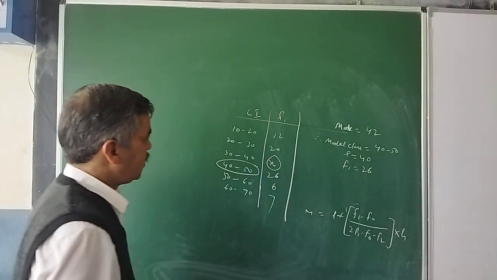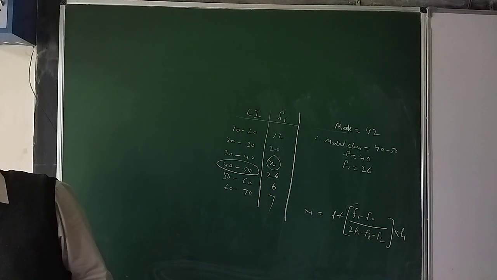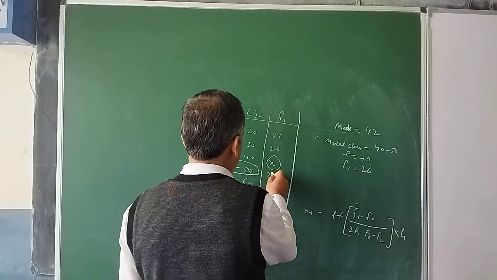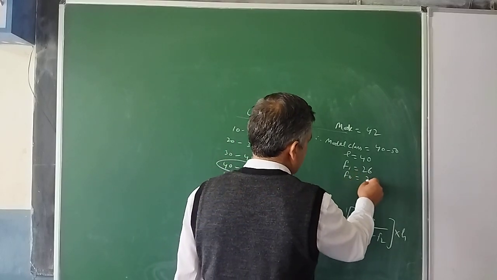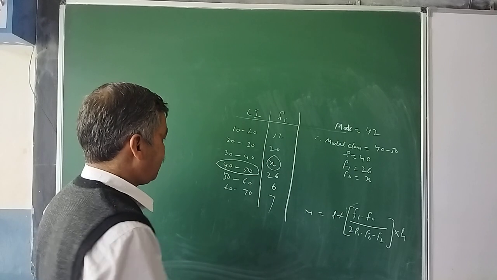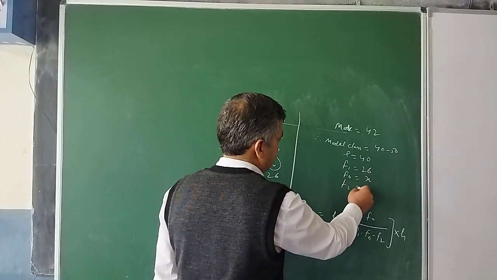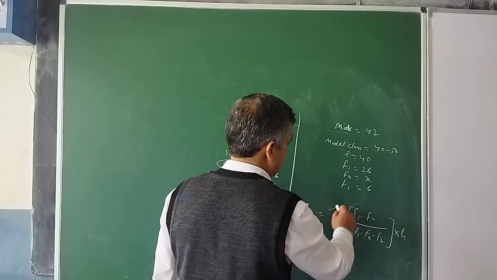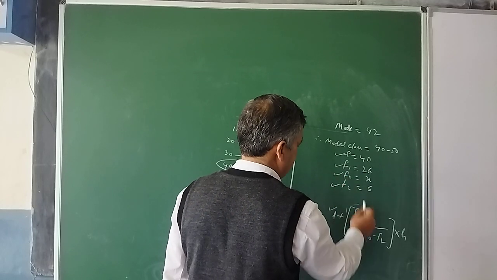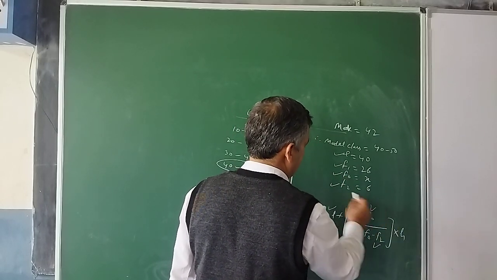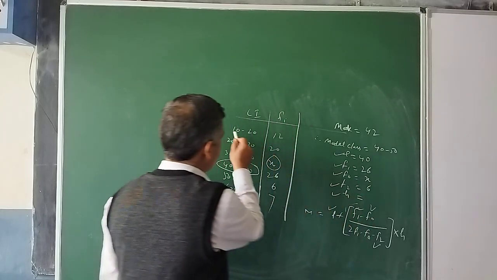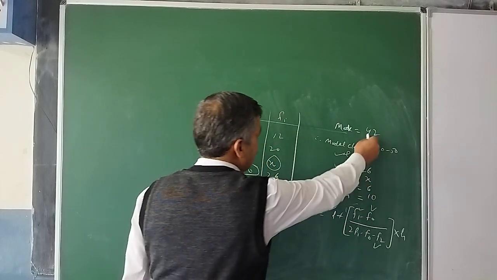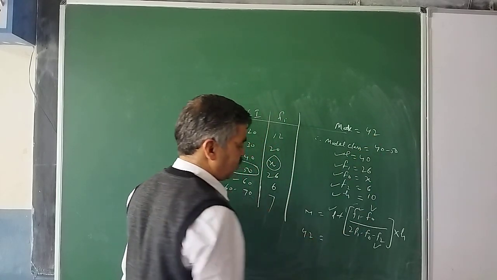F0 is the frequency preceding the model class. The frequency preceding the model class is X, that you need to put there, and F2 is the succeeding one. The succeeding one is 6 here. Now L is there, F1 is there, F0 is there, and F2 is also there. H is the class size that you can see everywhere, which is equal to 10.